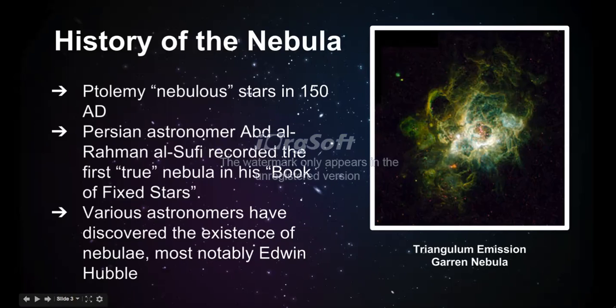History of the nebula. Ptolemy recorded 5 stars that appeared nebulous in 150 AD. The first true nebula was discovered by the Persian astronomer Abd al-Rahman al-Sufi and recorded in his book of Fixed Stars. Over the years, various astronomers have discovered the existence of more and more nebulae, most notably Edwin Hubble in the early 20th century.